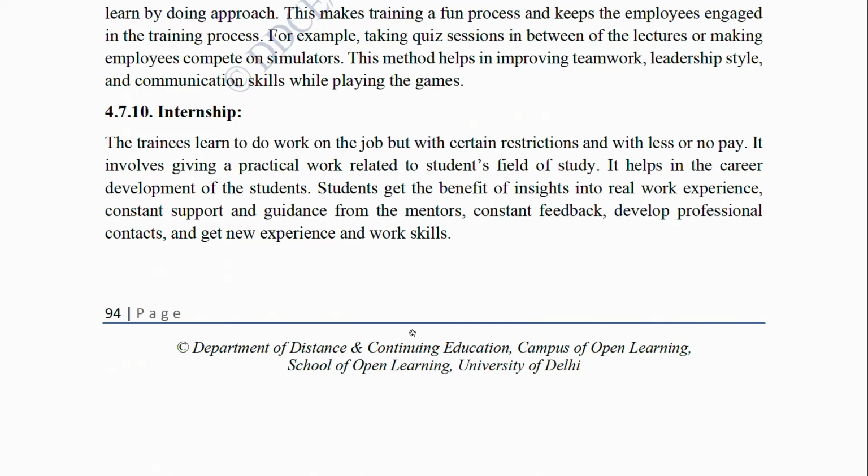4.7.10 Internship. The trainees learn to do work on the job but with certain restrictions and with less or no pay. It involves giving practical work related to the student's field of study. It helps in the career development of the students. Students get the benefit of insights into real work experience, constant support and guidance from the mentors, constant feedback, develop professional contacts, and get new experiences and work skills.